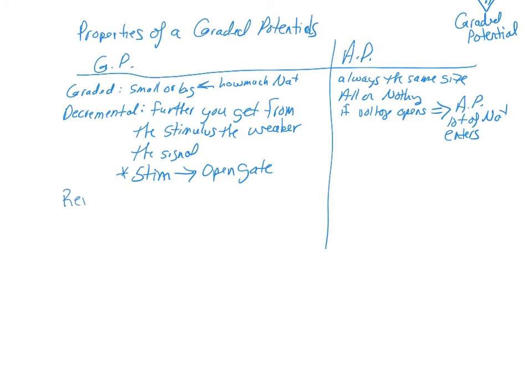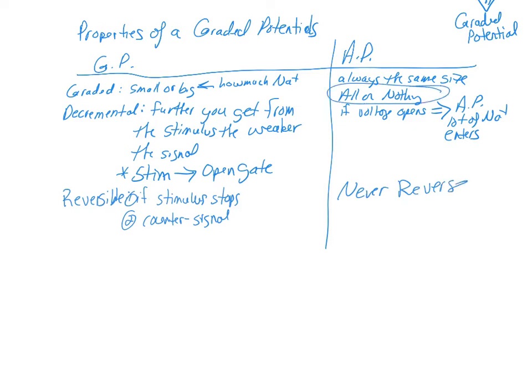Graded potentials are also reversible, okay? So if the stimulus stops, it repolarizes. Or if there's a counter signal. If I'm using a neurotransmitter that depolarizes a membrane, but then I use a different one in a different gate that hyperpolarizes it, that can reverse the depolarization, okay? Now, action potentials never reverse. Once they start, they do not stop. All or nothing.